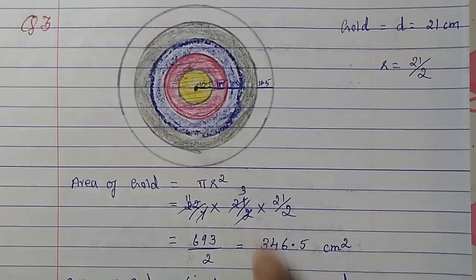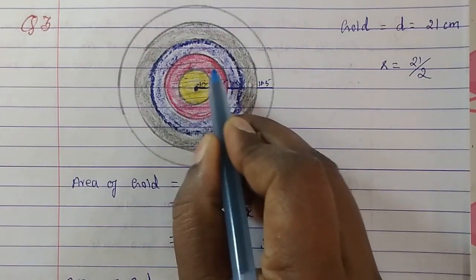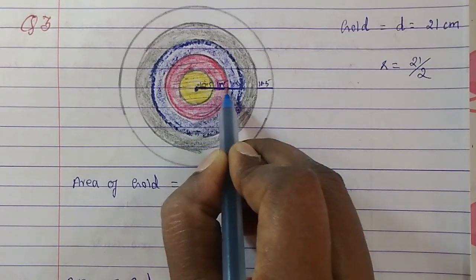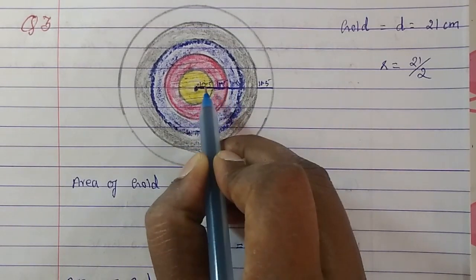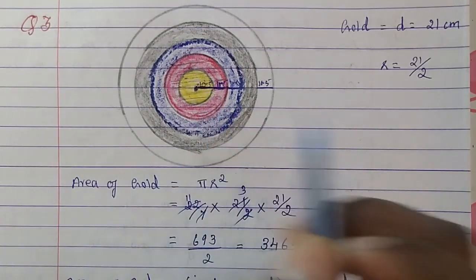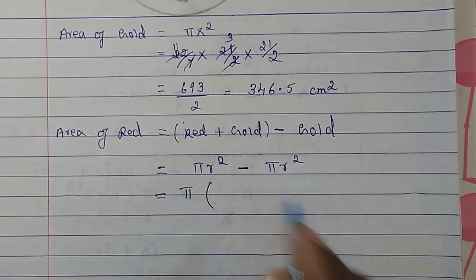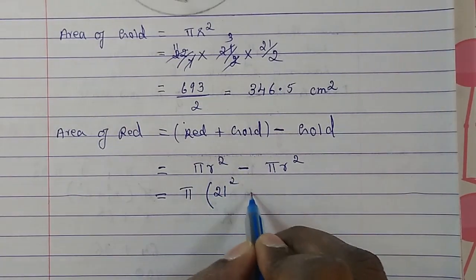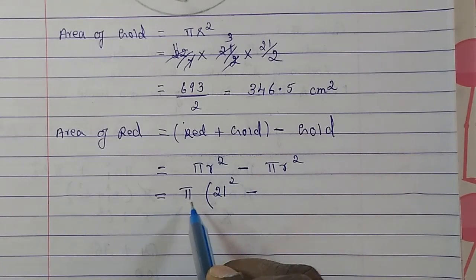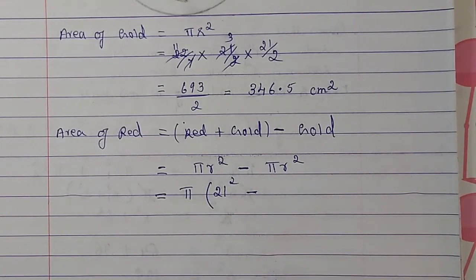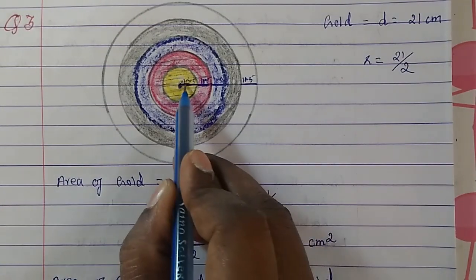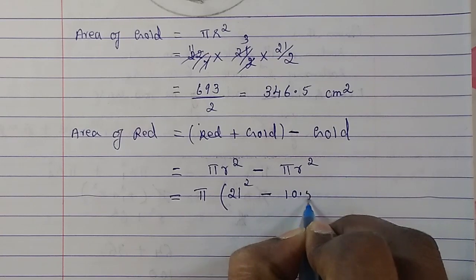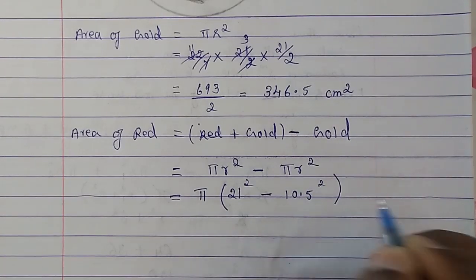For this, what will the radius be? Red plus gold together, the center is here, from here to here. So how much will the radius be? This is 10.5, this is 10.5, total 21. So here the radius is 21 and it is squared, minus, with pi taken out as common. For gold, the radius will be 10.5, and this is also squared.